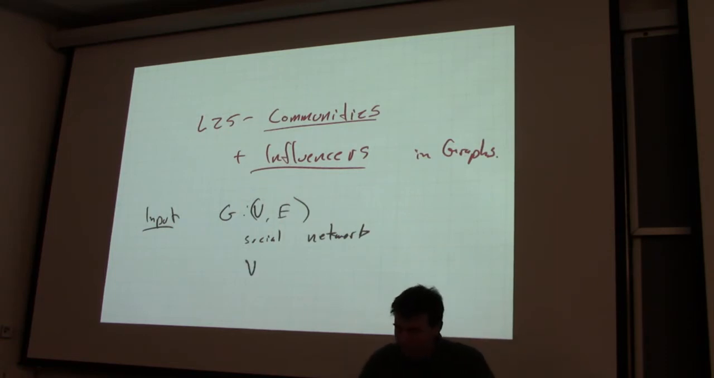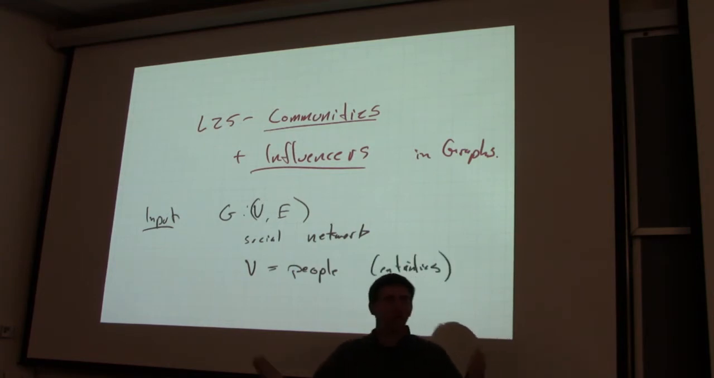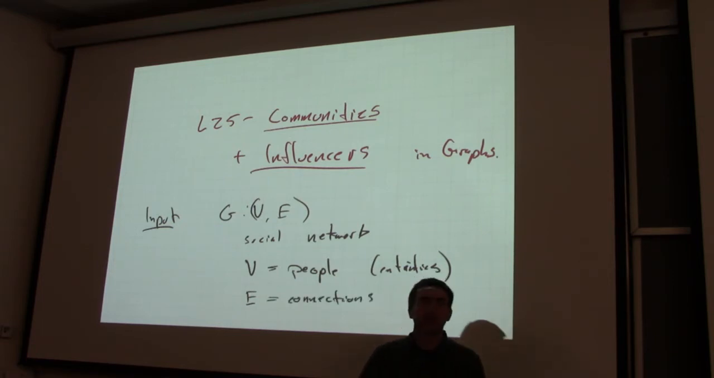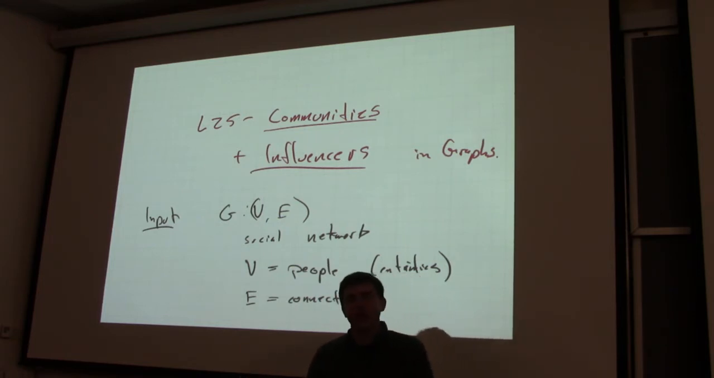So now V are going to be people, or could be other sort of entities. It could be businesses or other sort of things. And the edges are going to be some connections on this graph, right? So if this is Facebook and you're friends with someone, then you would have an edge with that person.